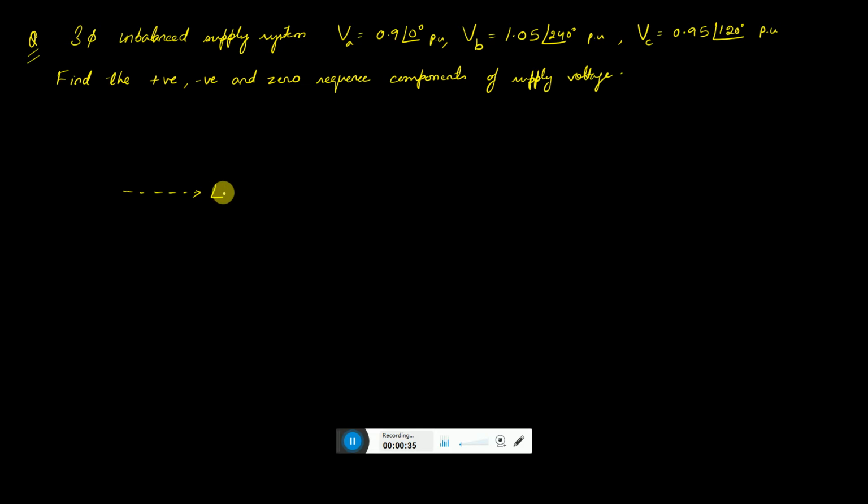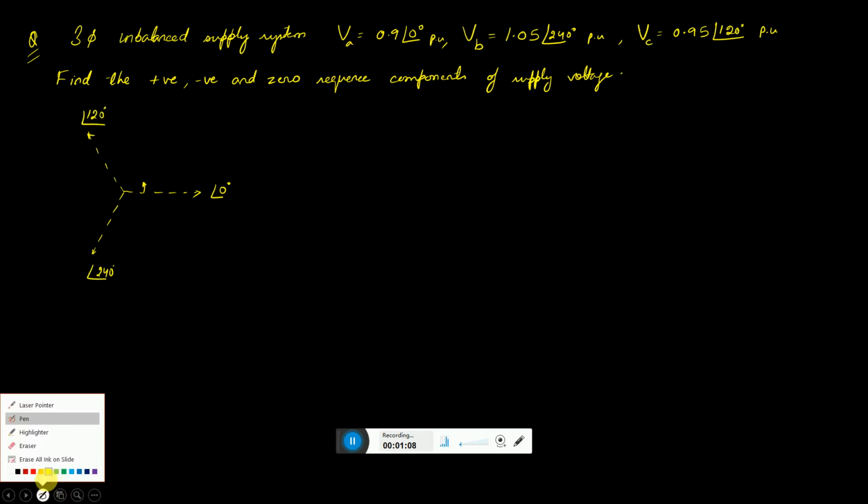The angle is 0 degrees, and the angle is taken anti-clockwise, so VB is 1.05 at 240 degrees. 240 degrees is over here, so this is VB at 240 degrees. And VC is 0.95 at 120 degrees, so it is at 120 degrees.